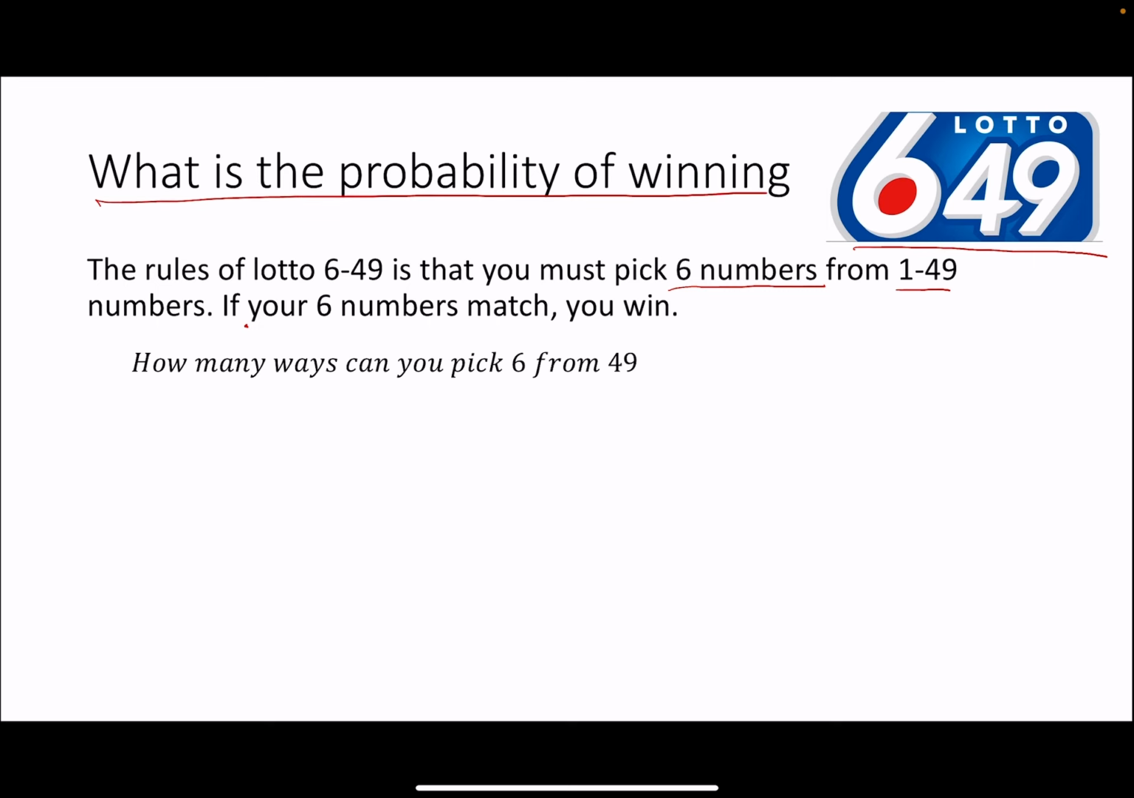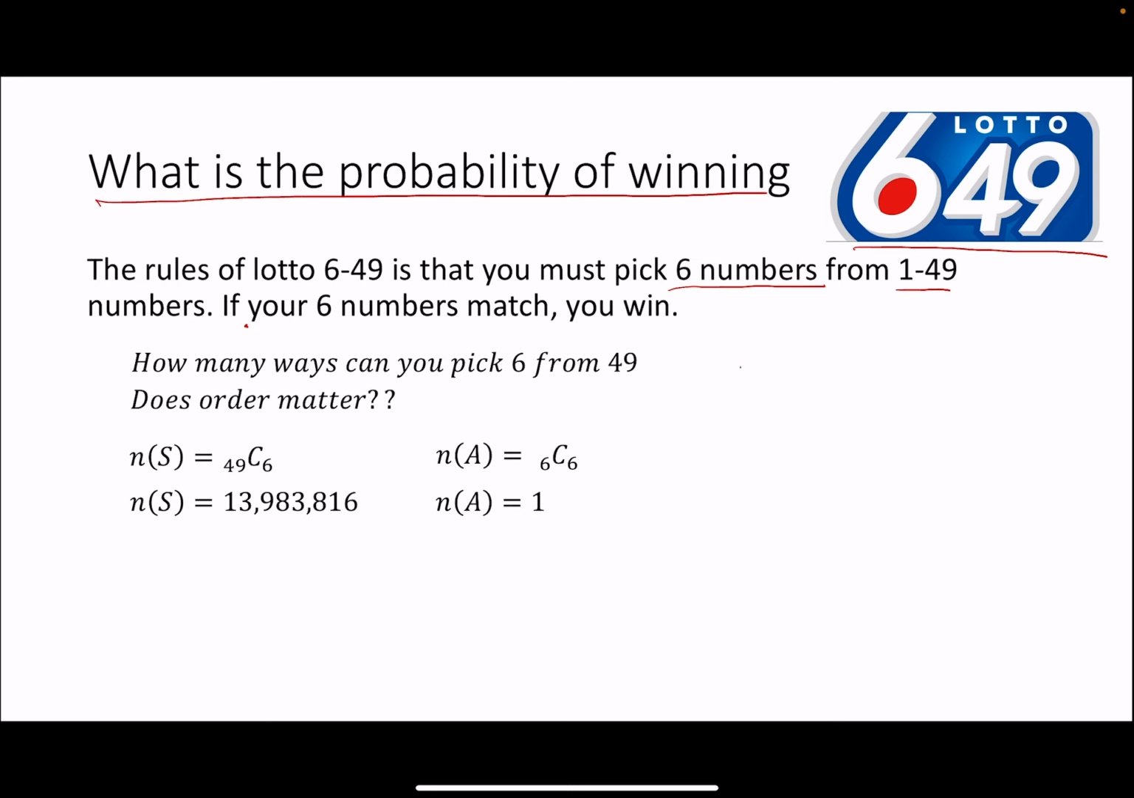So how many ways can you pick 6 from 49? Does order matter? No, it does not. So we can use combinations. The total number of ways to choose 6 out of 49 is 49 choose 6, which is about 14 million. And how many ways are there to choose 6 numbers from 6 winning numbers? It's essentially 1, right?